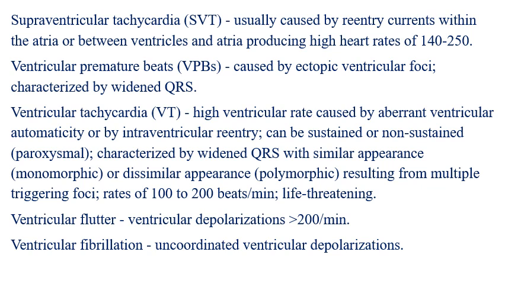Supraventricular tachycardia is usually caused by reentrant currents within the atria. Ventricular premature beats are caused by ectopic ventricular foci. Ventricular tachycardia, a high ventricular rate, is caused by aberrant ventricular automaticity or intraventricular reentry. The ventricular tachycardia can be monomorphic or polymorphic.